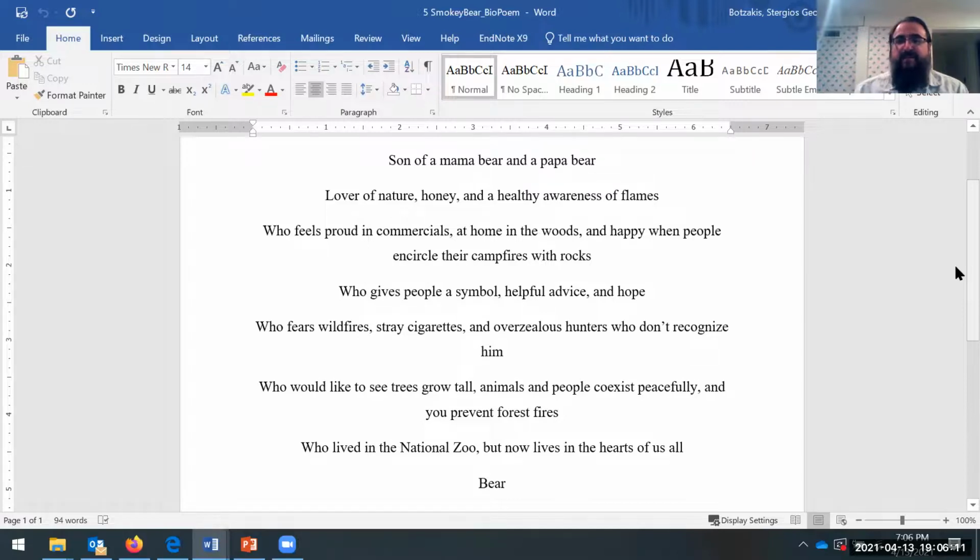And this is my biopoem of Smokey Bear, the beloved animal who is the spokesperson for the National Forestry Service, I believe, and was a real bear who I think lived in New Mexico and survived a forest fire and ended up in the National Zoo. And this is his biopoem.